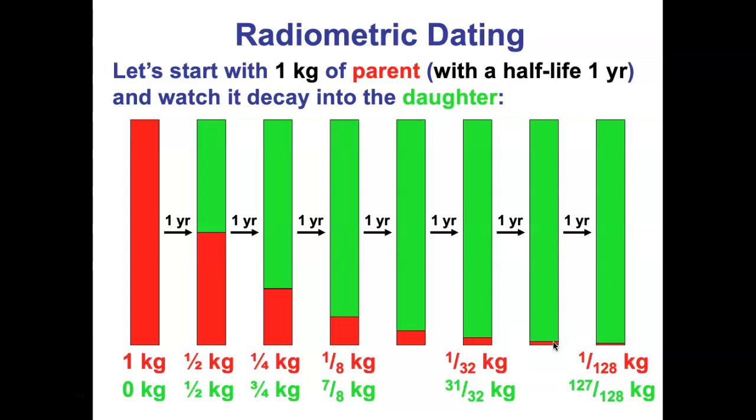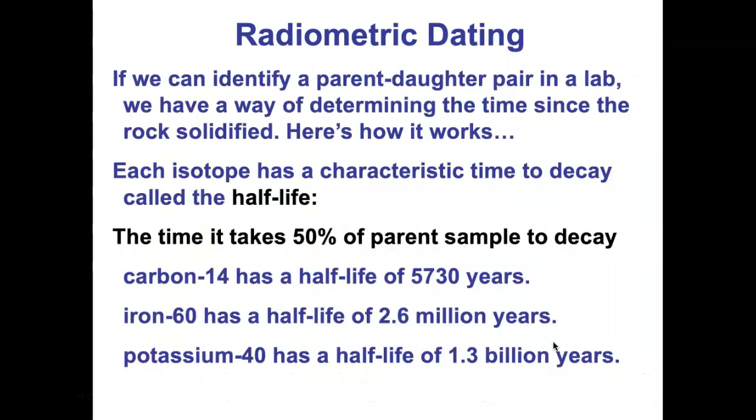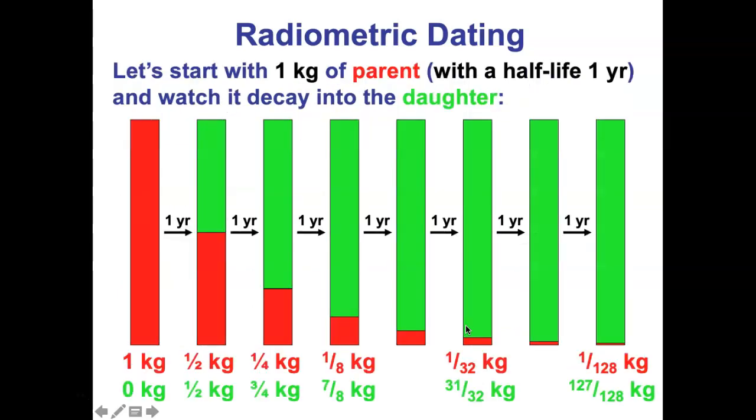How long each half-life is depends on the isotope. Different isotopes will decay faster or slower. So carbon-14 has a half-life of 5,730 years. Iron-60 decays more slowly. It has a half-life of 2.6 million years. So it takes 2.6 million years for half of that iron-60 to decay.